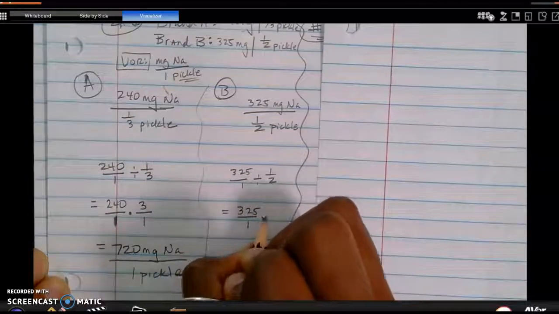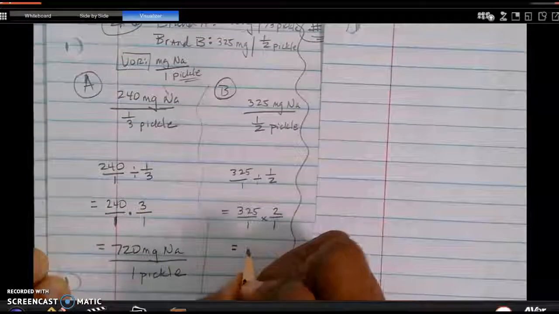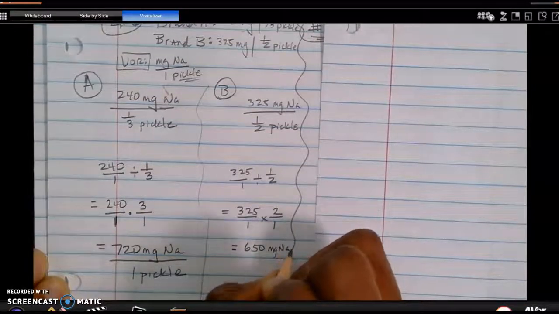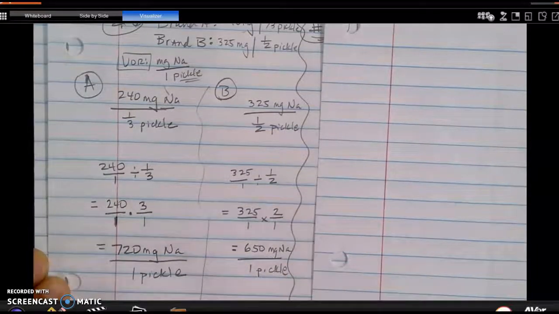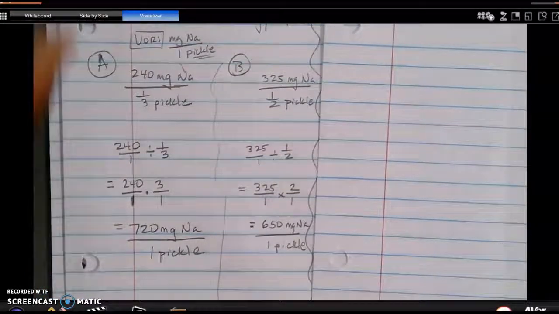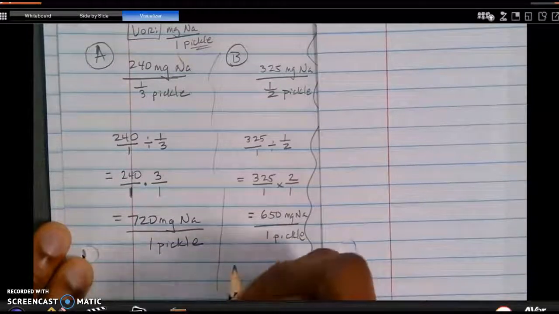325 over 1 multiplied by 2 over 1, my reciprocal. I now have 650 milligrams of sodium per 1 pickle. So which one, if I was trying to watch my salt intake, am I going to choose? The one that I'm going to choose is going to be brand B.